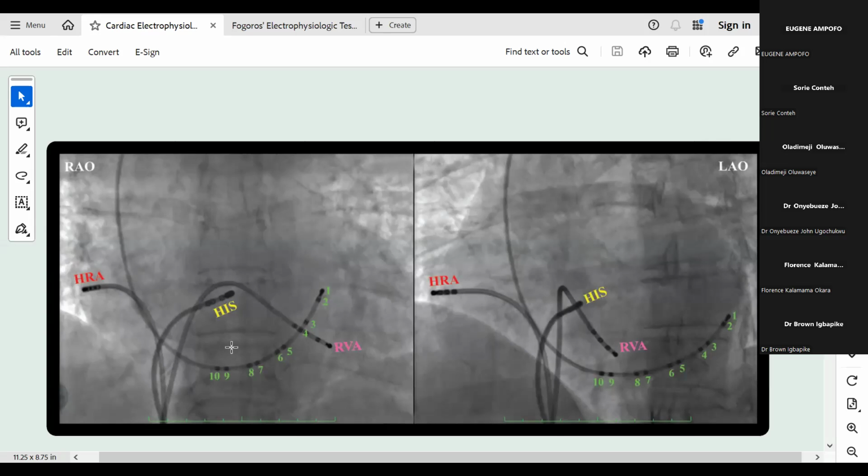This is also important when you are looking at the waves. Talking about the catheter, you can see the distal end is closer to the left, while the proximal end is closer to the right.